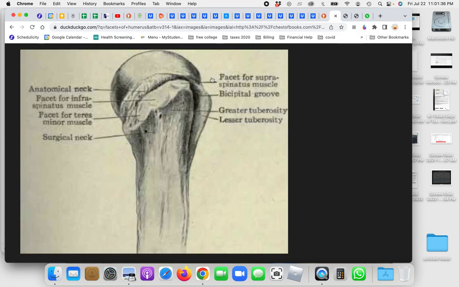I like this drawing, even though it's really old. Yeah, sometimes these oldies are goodies.